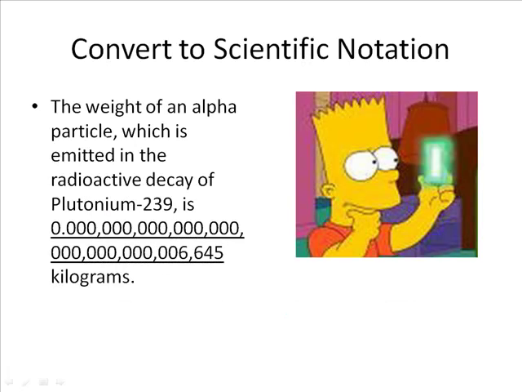The weight of an alpha particle, which is emitted in radioactive decay of plutonium-239, is lots and lots of zeros here, that many kilograms. Nobody wants to type that into your calculator, so let's try scientific notation. Remember, you want to move the decimal from here all the way over. Keep going all the way over till it gets right there, not at the end of the number. It's got to go right here. So it's going to be 6.645 times 10 to the, then let's look at how many times we move it.